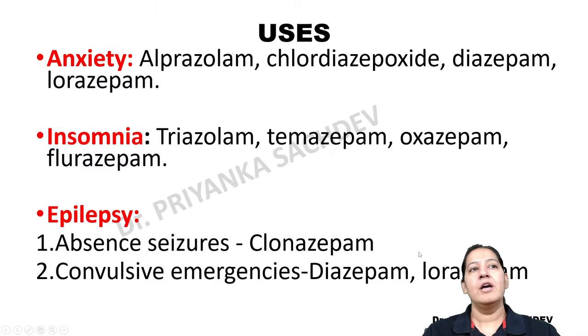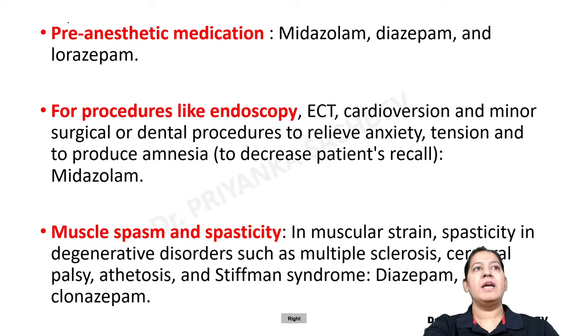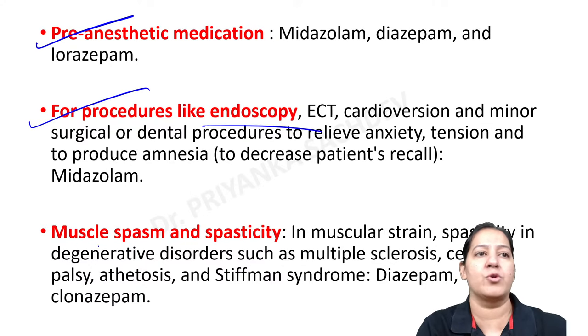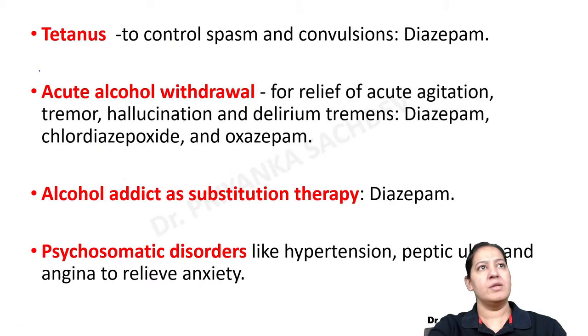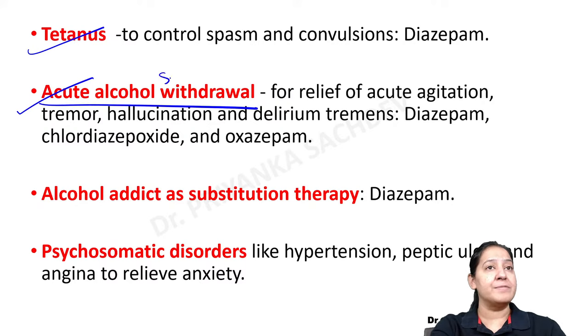Uses, you already know the uses of benzodiazepine. It is used for anxiety, it is used for amnesia, it is used for epilepsy. It is used for pre-anesthesia, right? It is used for anesthesia before small procedures like endoscopy. It is used as a muscle relaxant also, because it is having muscle relaxant property. It is used in tetanus also. It is used in acute alcohol withdrawal as a substitution therapy.